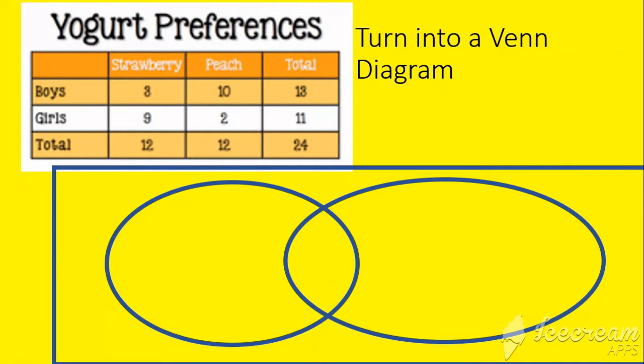So this is what I want you to do. I want you to look at this two-way table, and I want you to try and turn it into a Venn diagram. Pause the video for now to do it straight away.